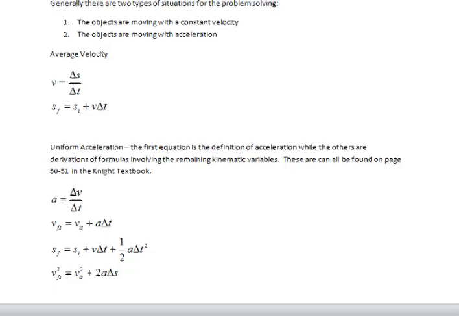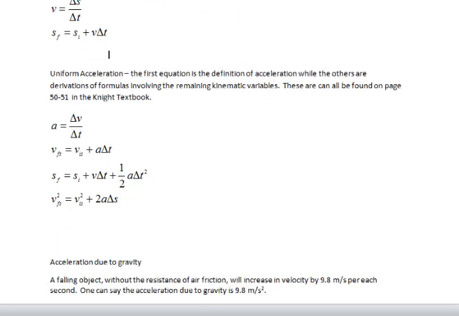Now, uniform acceleration is more commonly used. They're a little more involved. Uniform acceleration, the first equation is the definition. This is the definition of acceleration. Then you basically take this formula and rearrange it to solve for final velocity equals initial velocity plus acceleration times time. If you want to determine position, knowing initial velocity, this is initial velocity and acceleration. And if you don't know time here, you can use this fourth formula. So those are the four main formulas.